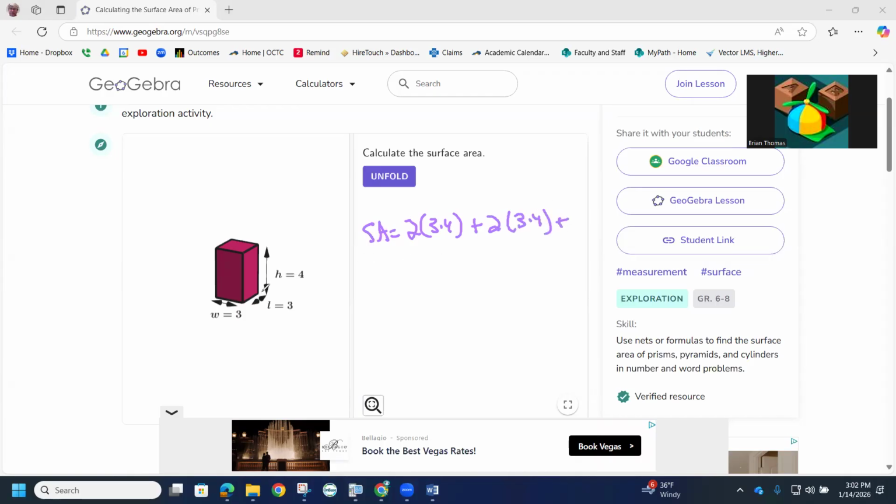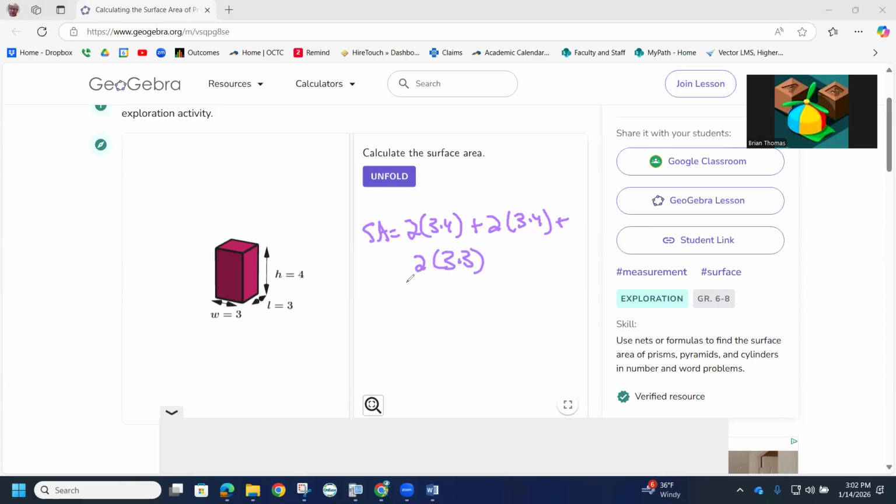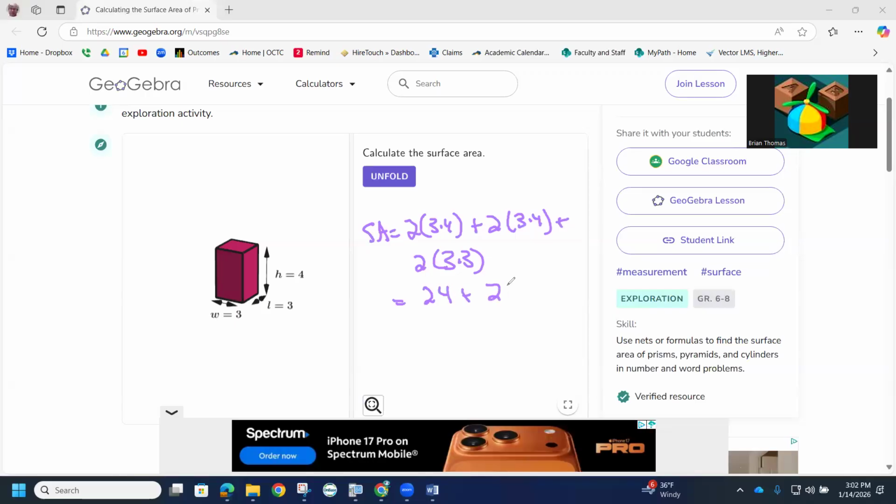And then we're going to add to that the bottom and the top, and notice how they're 3 by 3. So we're going to have two of those. So 2 times 3 by 3. And again, we already did that math. We would have 24 plus 24 plus 18. So it's going to be 48 plus 18, which gave us that 66. And remember, since it's area, this would be square units.